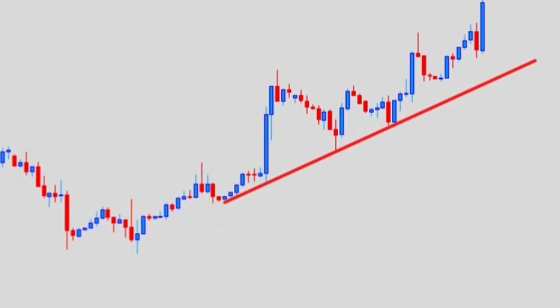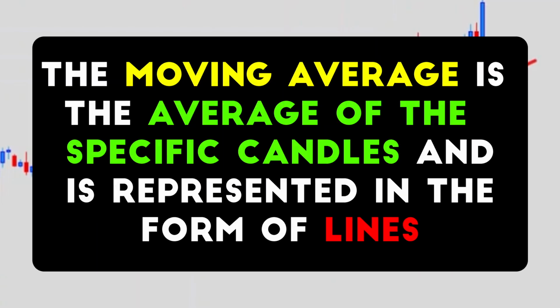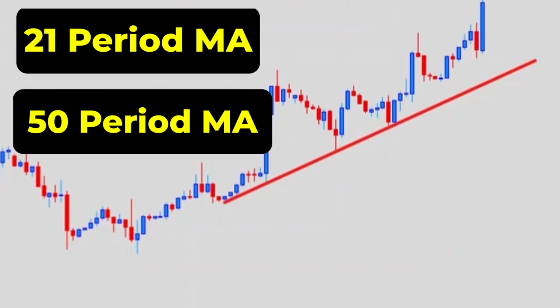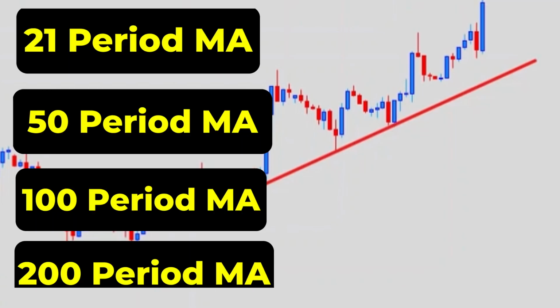Just like trend lines, moving averages also provide dynamic support to the price. The moving average is the average of a specific number of candles and is represented in the form of a line. The moving averages that are highly respected by the market and thus are used by a lot of traders are the 21, 50, 100, and 200 period moving averages.